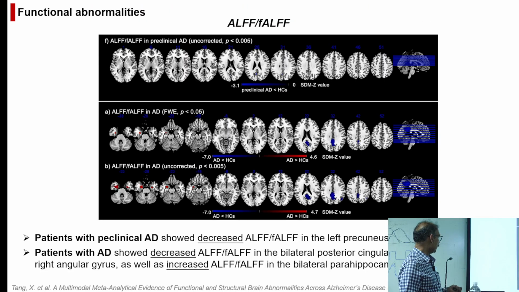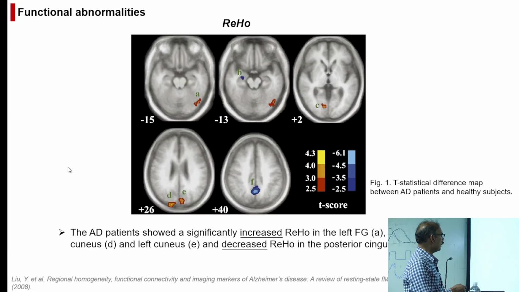This is showing differences in ALFF and fALFF in AD subjects. Again, this is using different kinds of corrections to show differences between the 2 groups. We had covered ReHo earlier, and ReHo is a localized measure of connectivity, while the other ones are voxel-wise measures. ReHo is, for every voxel, we see how correlated it is with its neighbors.